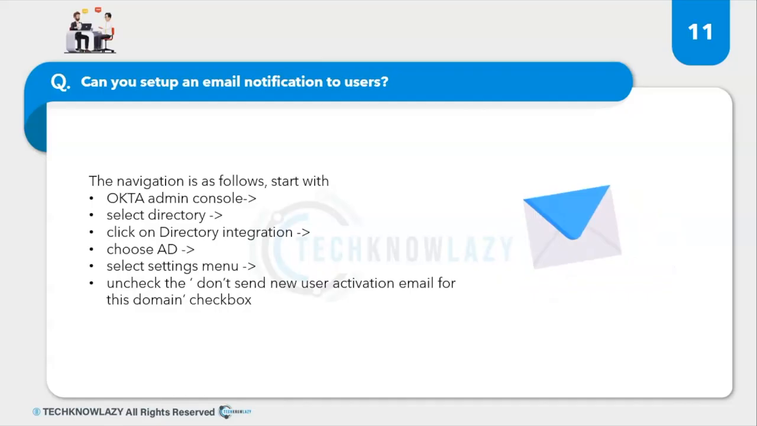The way through which you can do it is you have to navigate through the Okta admin console. So only the admins can do it, provided you are an admin. Go to the admin console, select the directory, click on directory integration, choose add, and then select the settings menu. Uncheck "don't send a new user activation email for this domain," and you can then personally write down the email, whatever you want, and then send it.